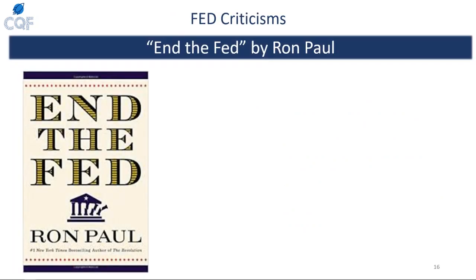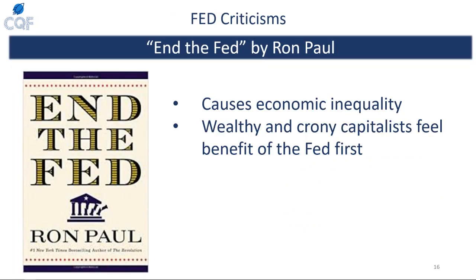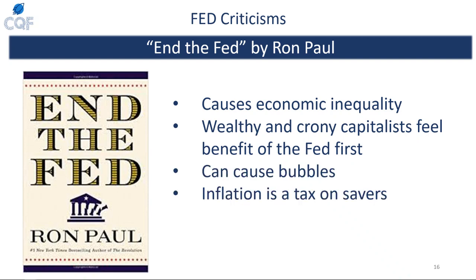Not all is good with the Fed, according to some, so there's quite a few criticisms. One pretty good book out there is End the Fed by Ron Paul. So what is his criticism against the Fed? He says the Fed causes economic inequality. Wealthy and crony capitalists feel the benefit of the Fed first. So what does that mean? Well, think about this. If the Fed reduces interest rates dramatically, who are the first people that are able to capitalize on that? People with great credit quality, so they're able to get loans, and the people with more money, because they're able to compound their wealth a lot quicker.